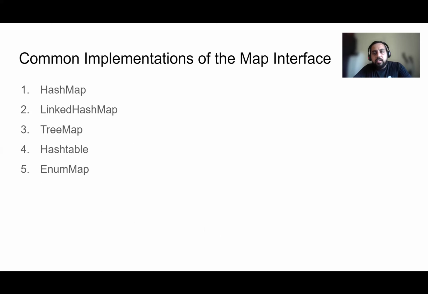So common implementations of map interface. The map interface may have more subclasses, but out of those, I have picked these five commonly used implementations of the map interface. What are they? HashMap. You may have heard of this. Whenever we use a map, we simply use a HashMap. That's one of the most common implementations. Then LinkedHashMap, TreeMap, Hashtable, and EnumMap. Okay, let's see one by one.